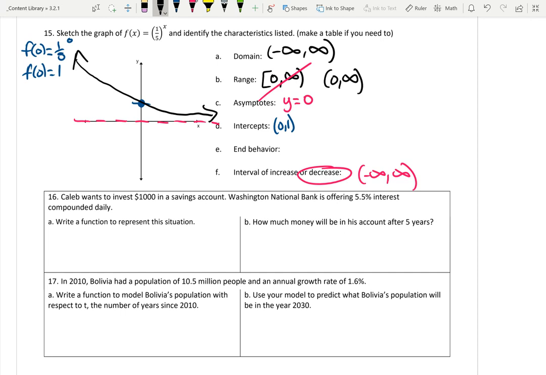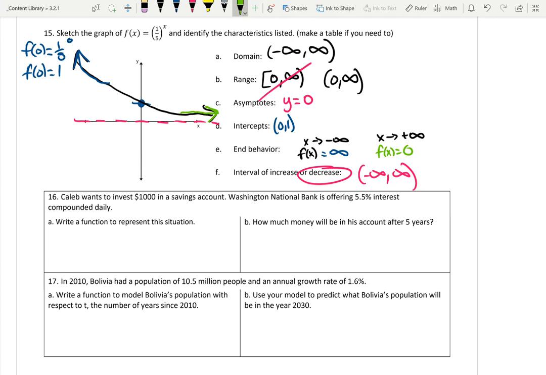This last part is end behavior, and you got to ask yourself what is happening as x approaches negative infinity to the left and as x approaches positive infinity. To help illustrate this, I'm going to use blue for negative infinity. If I go to the left, it gets really, really big. If I go to the right, it gets really, really small, and it gets so small that it's practically 0.